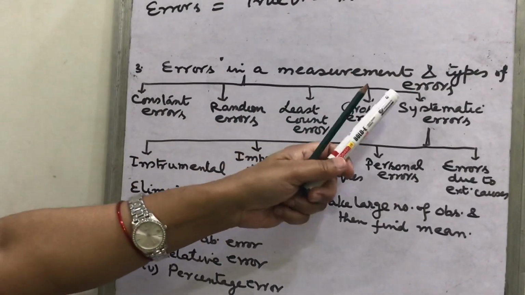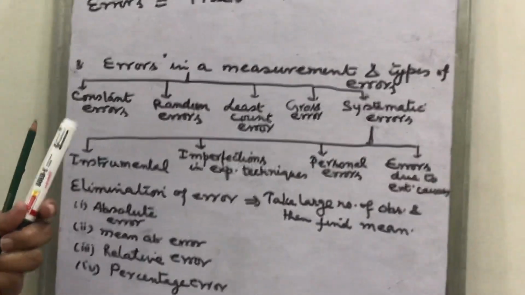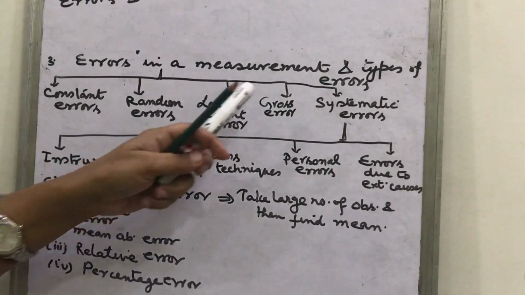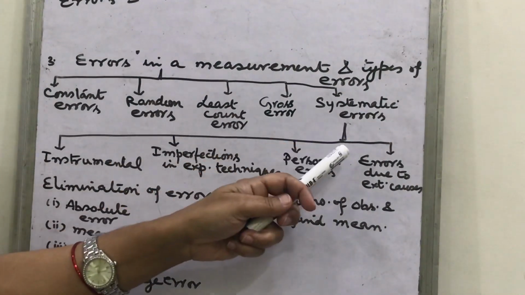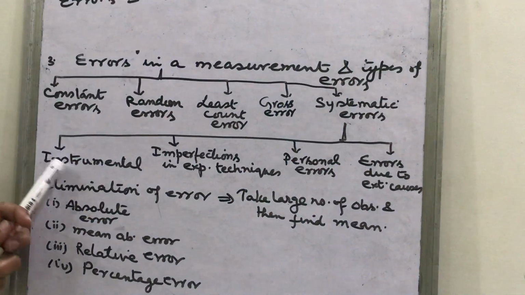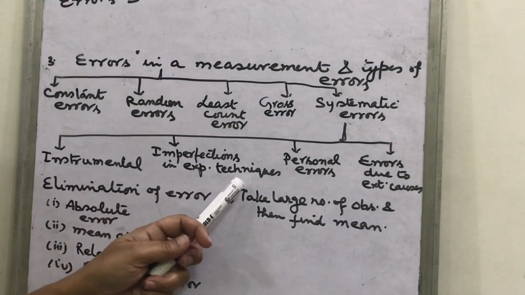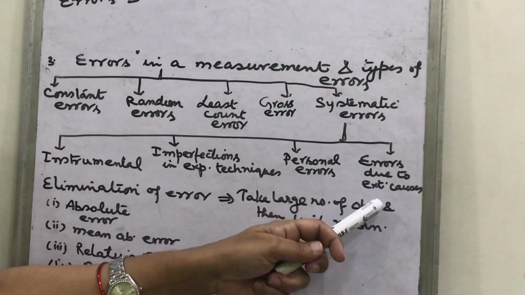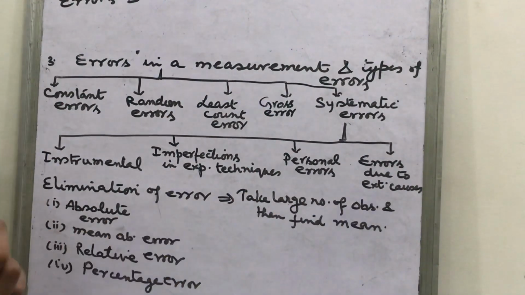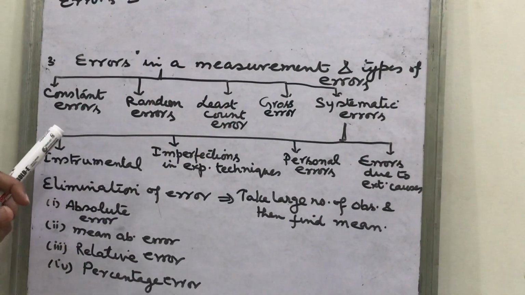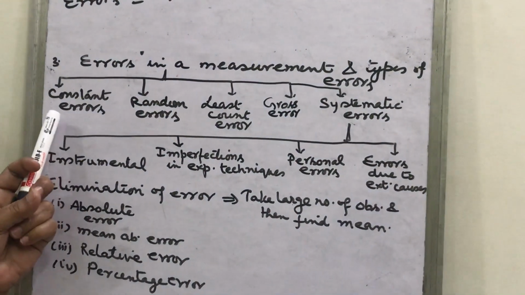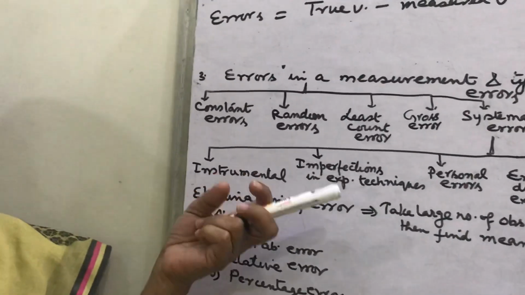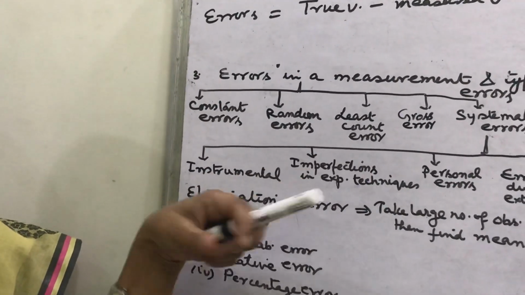Now types of errors. I have made this table of the types of errors: constant error, random error, least count error, gross error, and systematic errors. In systematic errors, again there are instrumental imperfections, imperfections in experimental techniques, personal errors, and errors due to external causes. Constant errors occur if the calibration is not correct, then in every measurement there will be a constant error. Similarly, random errors occur randomly. Least count errors are due to the least count.